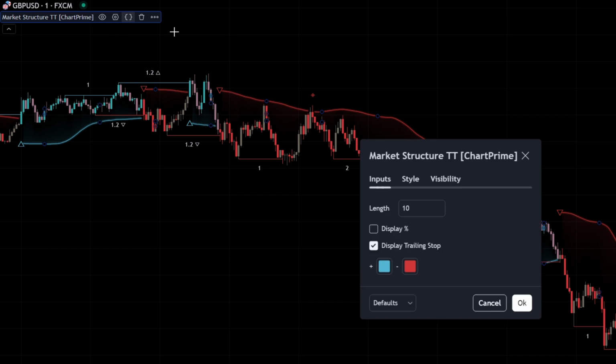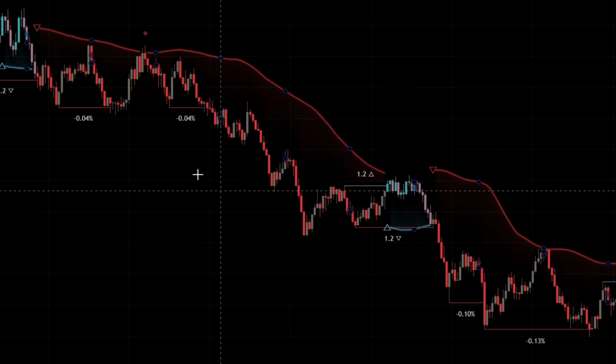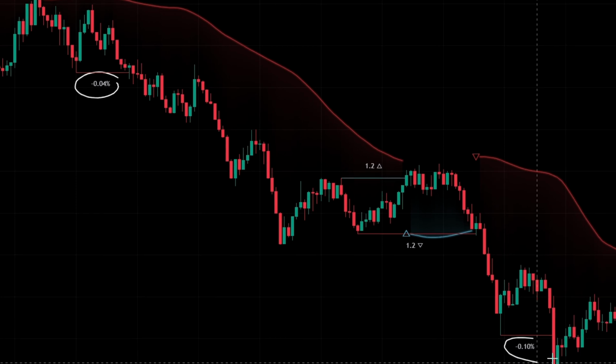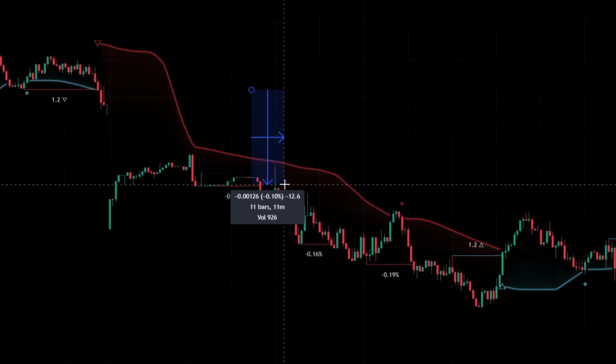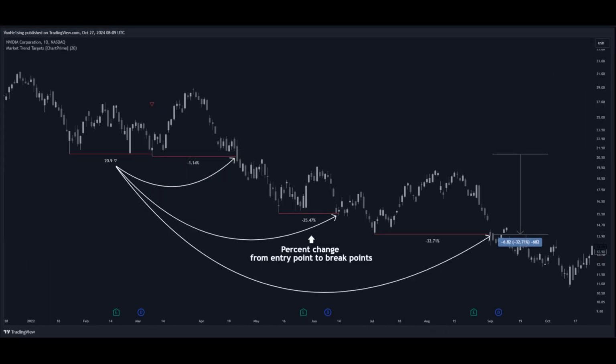4. Percentage change. Traders can toggle on a setting to display percentage change from the initial breakout point to each subsequent break level, offering an easy way to gauge trend momentum over time. This is particularly helpful for identifying how far price has moved in the current trend. Here's an example for the uptrend and a downtrend.